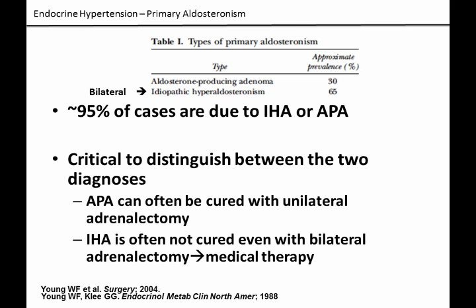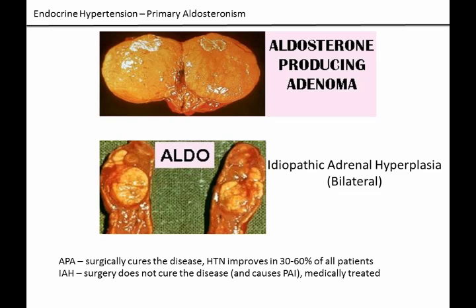Bilateral adrenal hyperplasia, on the other hand, they used to operate and do a bilateral adrenalectomy. It didn't cure the hypertension for reasons that are not clear. So we treat this medically. And bilateral adrenal hyperplasia, which is more common, does not get surgery. So we really do need to figure out which one of these diseases that we're dealing with.